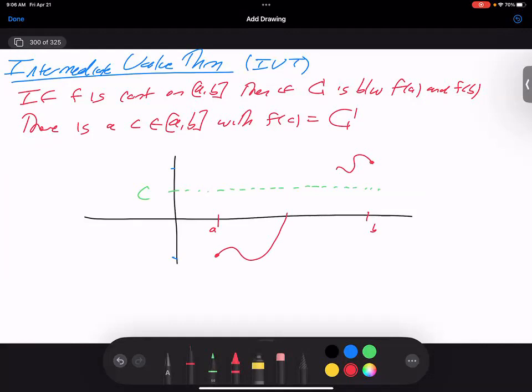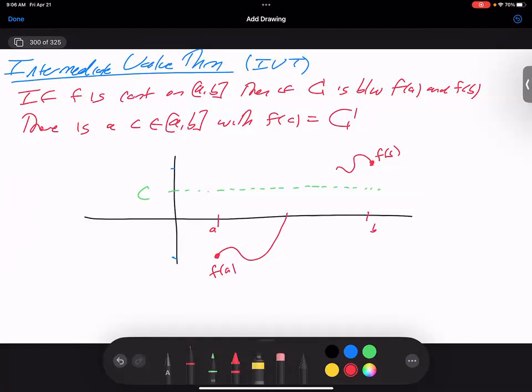I can't connect from down here at f of A to up here at f of B without going through C. I might go through it many times. There could be many different places where that holds. There's a lot of ways to try to prove this. I'm not going to prove this in detail. I'm just going to give you a rough sketch. It's similar to what we saw with the divide and conquer earlier.